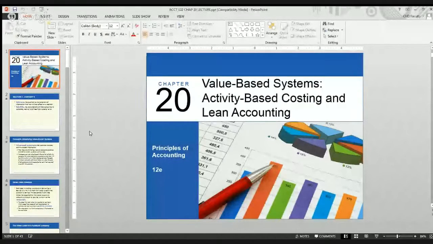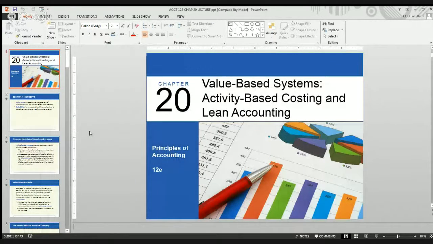So moving forward, what I wanted to do was just to really touch a little bit on the slides. We didn't get a chance to cover that tonight, which is week 7, chapter 20. So I just wanted to go over this a little bit. We're touching base on what's known as value-based systems. So we're looking at ABC, or activity-based costing, and lean accounting. So these are the two core concepts of the chapter.